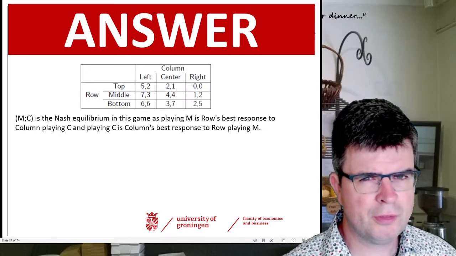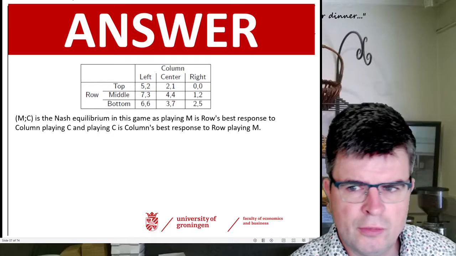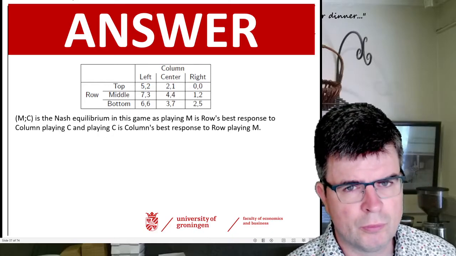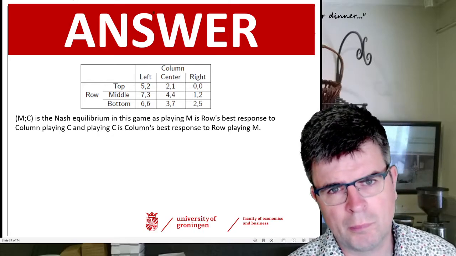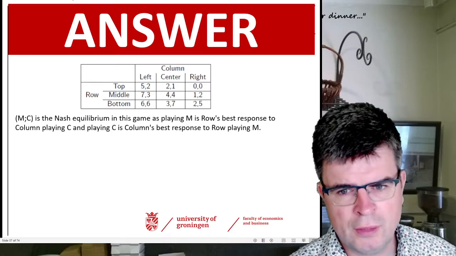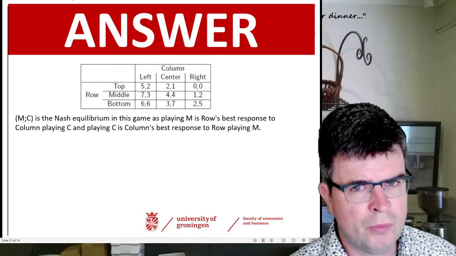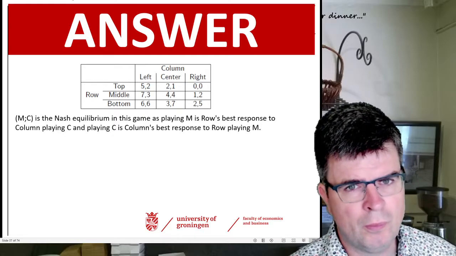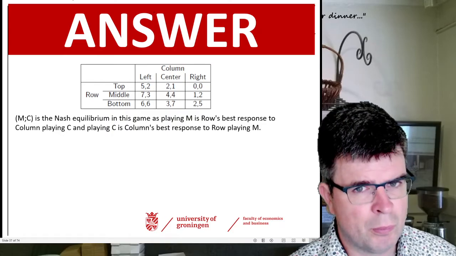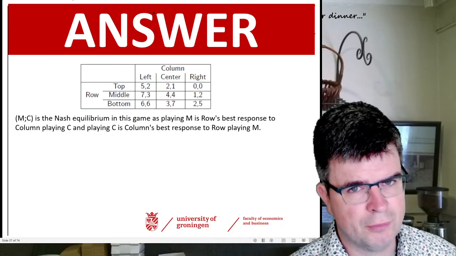The answer to the question is that the unique Nash equilibrium of this game is middle center. Row plays middle and column plays center. And the brief explanation is that given that column plays center, it's optimal for row to play middle, and vice versa. If row plays middle, it's optimal for column to play center.